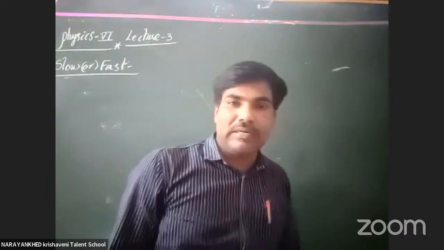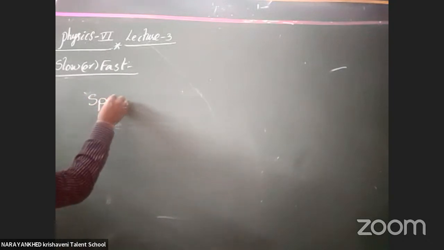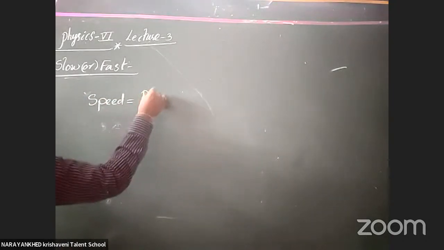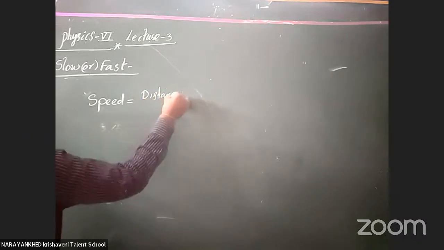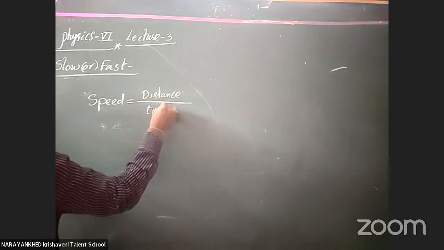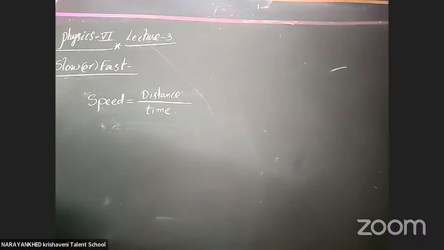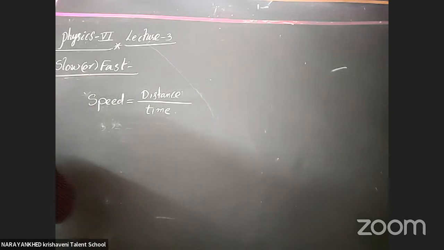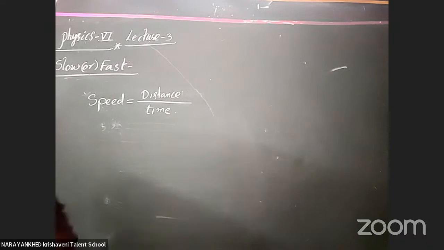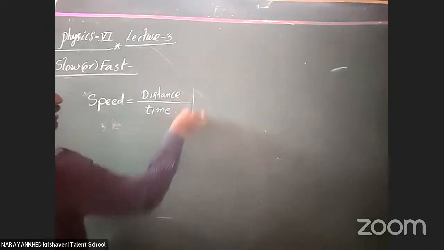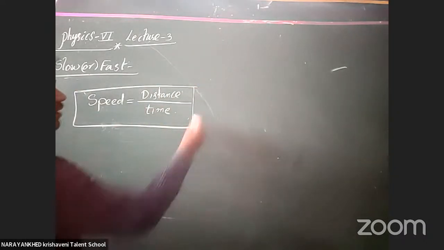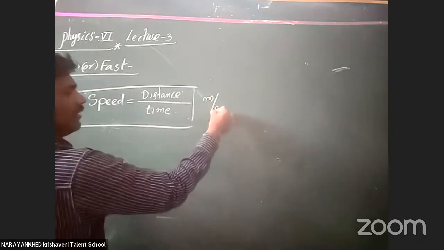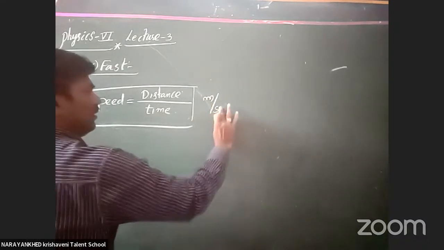taken as one quantity, and that quantity is called speed. Speed is equal to distance by time. Speed is equal to distance by time. Got it? I hope you got it here. There is a slow and a fast motion of the body. Considered by which thing? We consider it by distance by time. Yes, distance by time only gives what? Speed. Whatever this value is, the unit is meter per second.